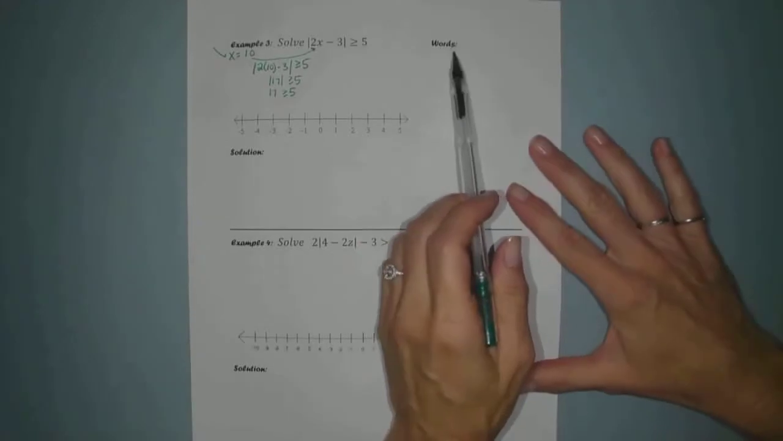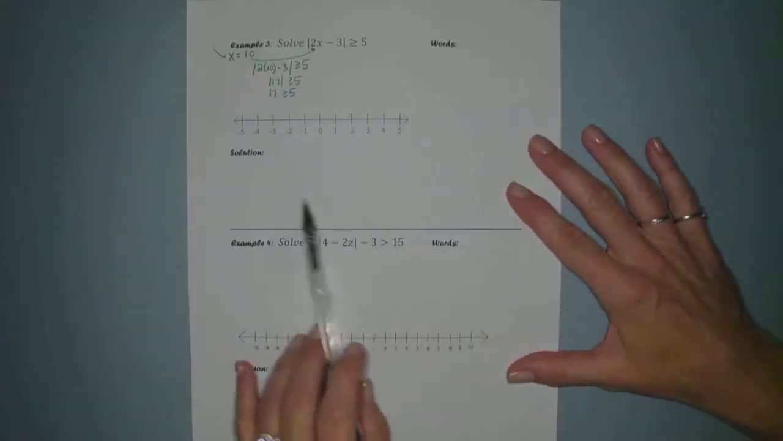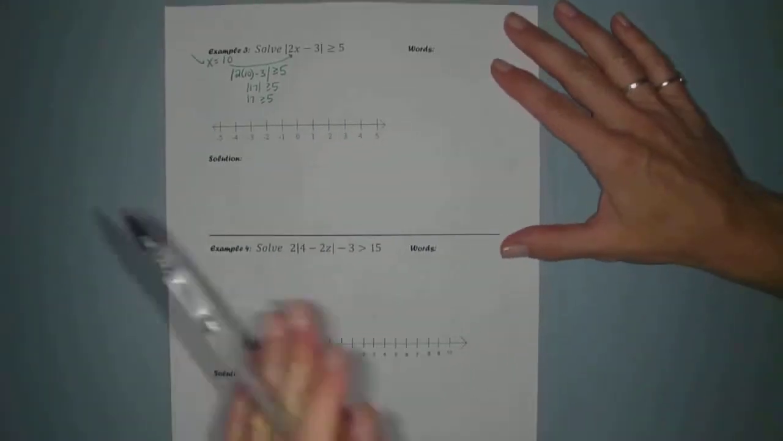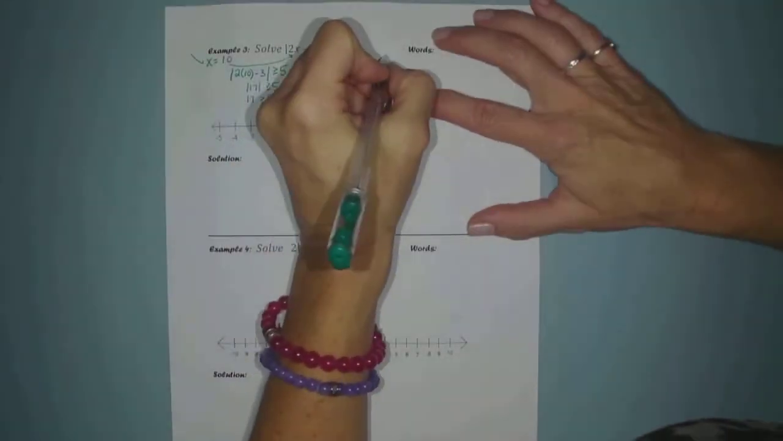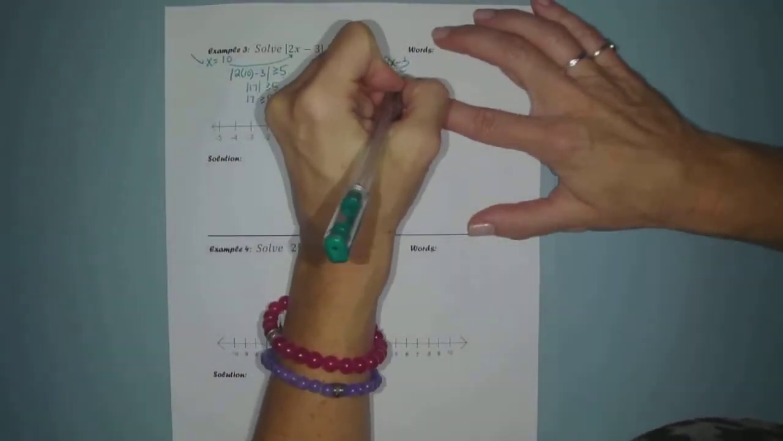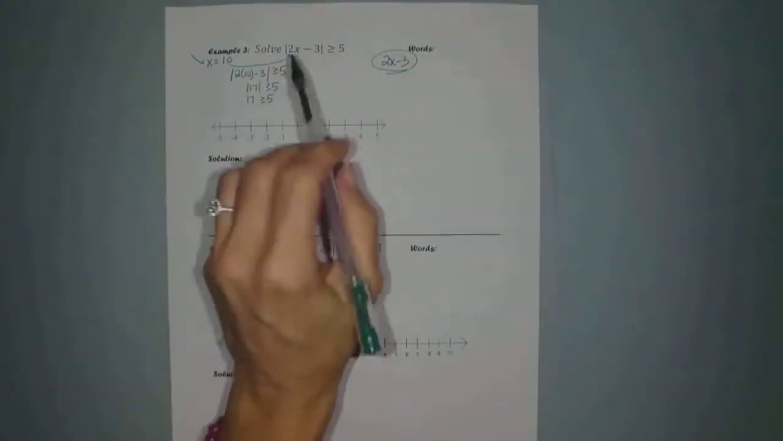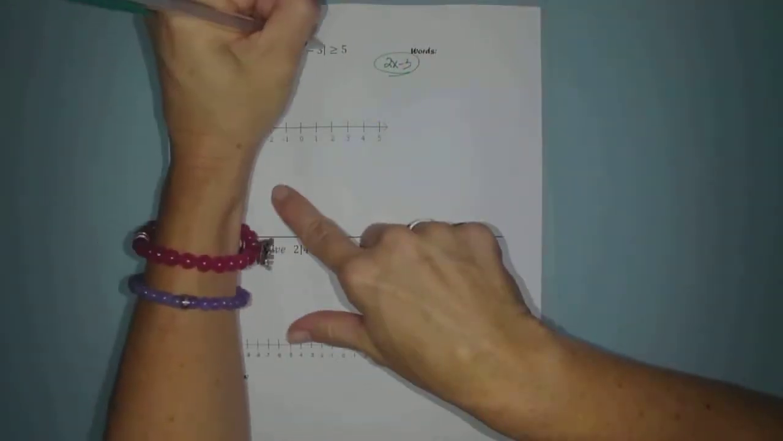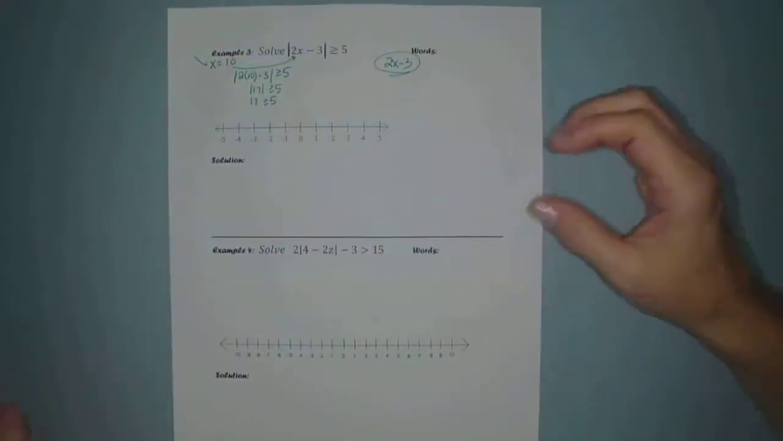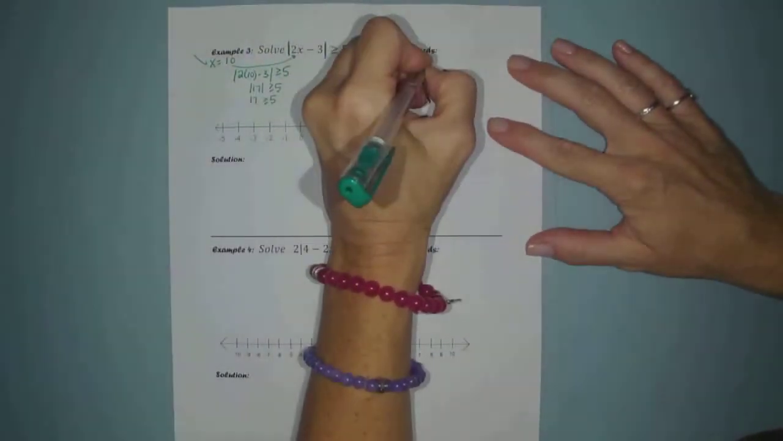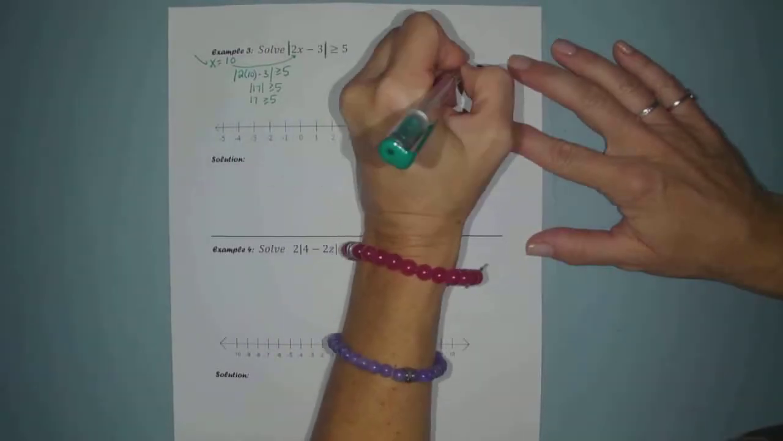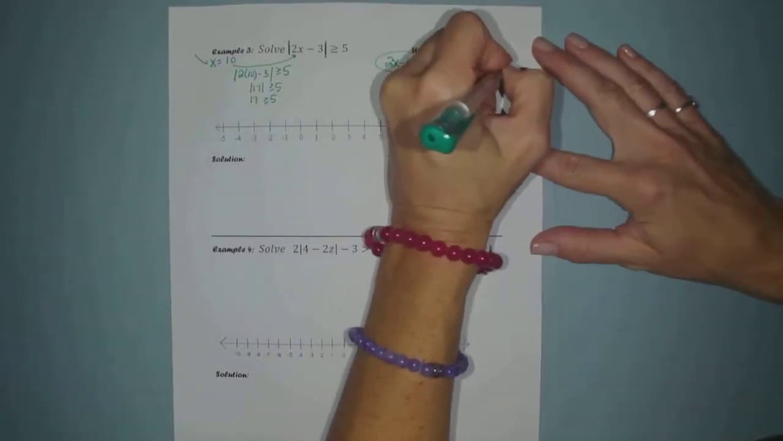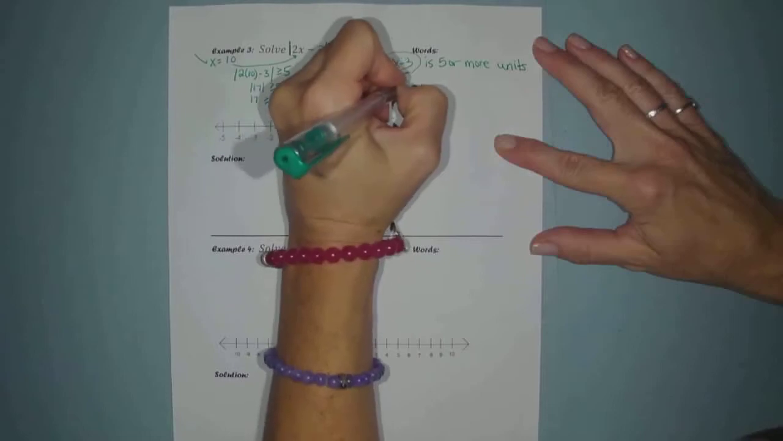So let's take a look at the words and see if we can't translate a solution here. So in words, I'm thinking 2x minus 3. So all that stuff that's inside the bars, whatever that is, 2x minus 3 is 5 or more units away from 0.